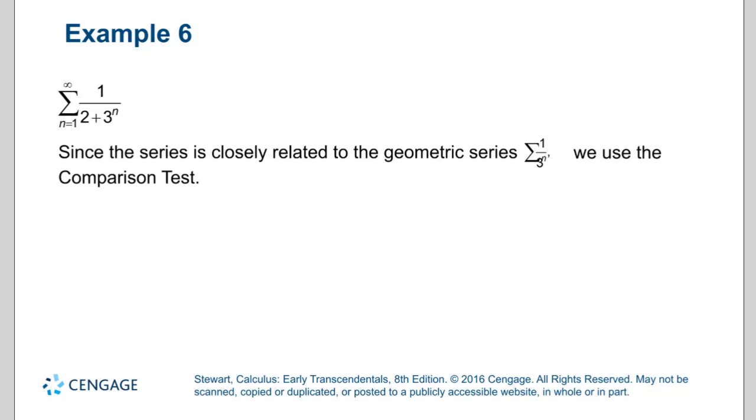And the last one, we have 1 over 2 plus 3 to the nth power. This has that 3 to the nth power in it, and we're just adding something to it. So this really looks like a geometric series. So we can compare this to the geometric series of 1 over 3 to the n and determine if this one also converges or not.